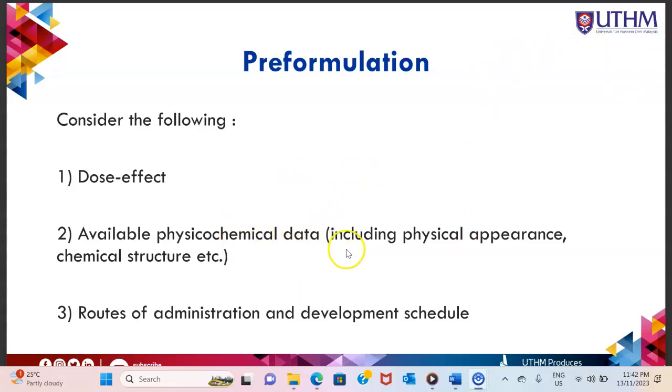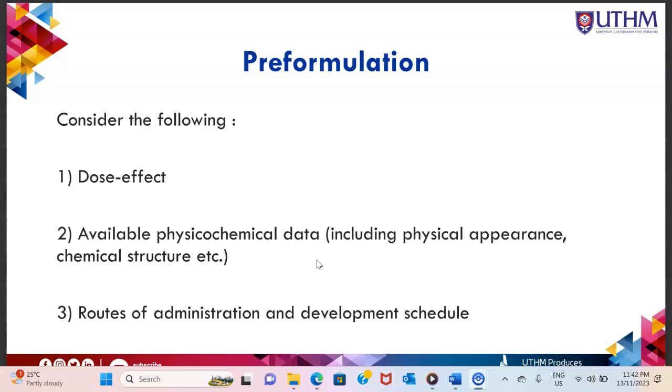So this physicochemical data, it consists of a range of properties such as solubility, stability, particle size. Analyzing this data helps in selecting appropriate excipients. It helps to determine the drug's compatibility with different formulation components. And it also allows us to predict the behavior of the drug in various physiological conditions.